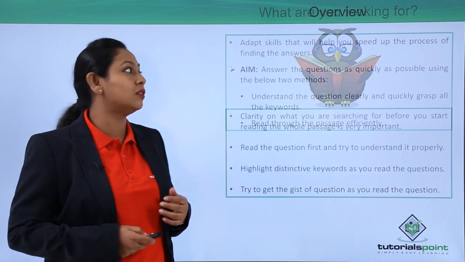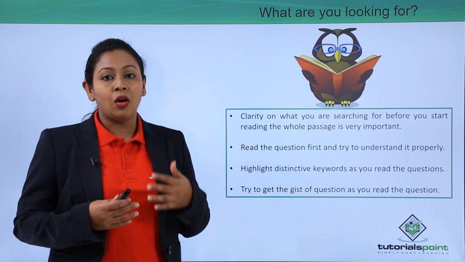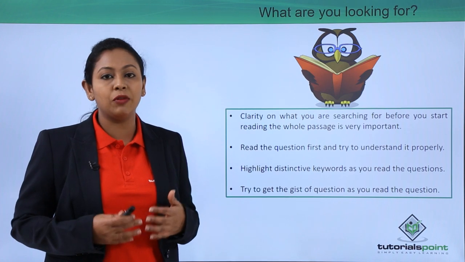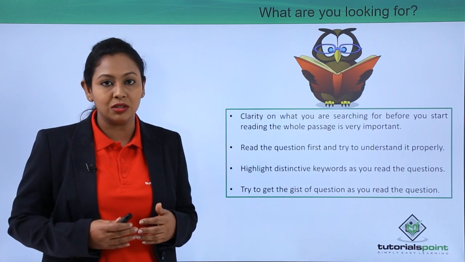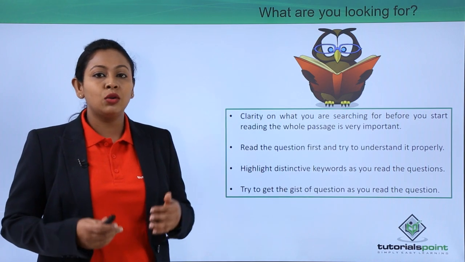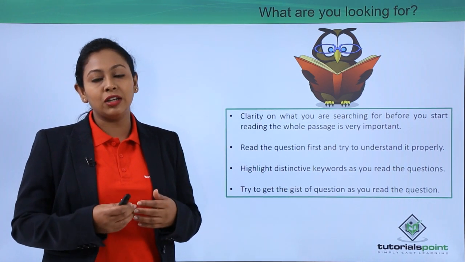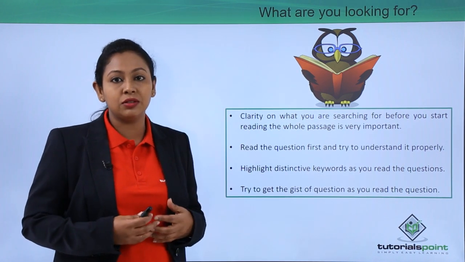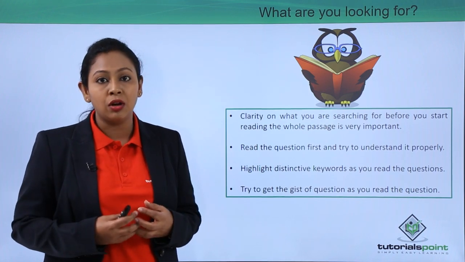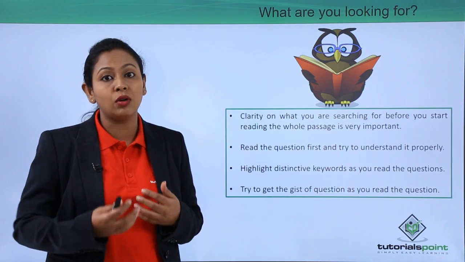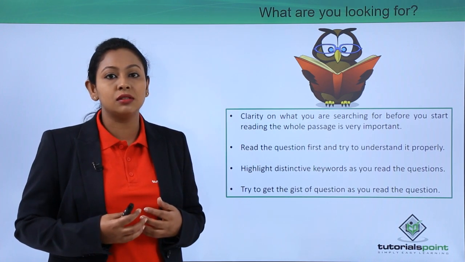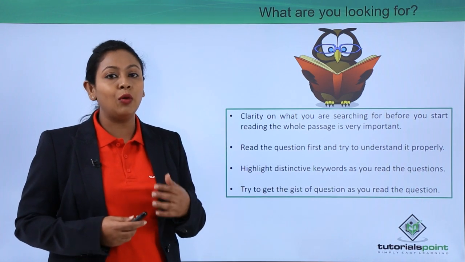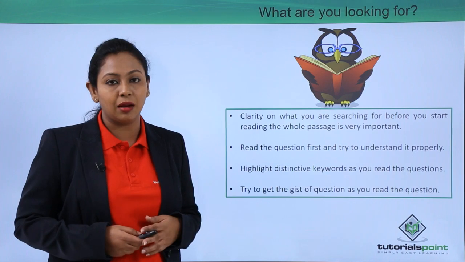So let's have a look at the first and foremost technique, that is to find out or know what exactly you are looking for. Having clarity on what you are looking for before you start reading the passage is very important. Then, as you read the question, you will have to understand it clearly and try to highlight all the keywords in the question. Once you're done with this, as you're reading the question, try to get the gist or the outline picture of what exactly the question is asking you to answer. This will help you find your answers easily and more efficiently when you read the passage. Let's have a look at how we can implement this technique in an upcoming example.